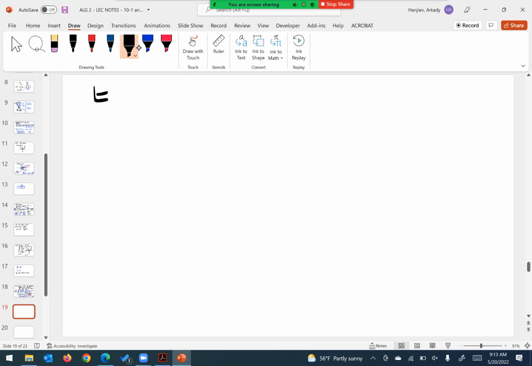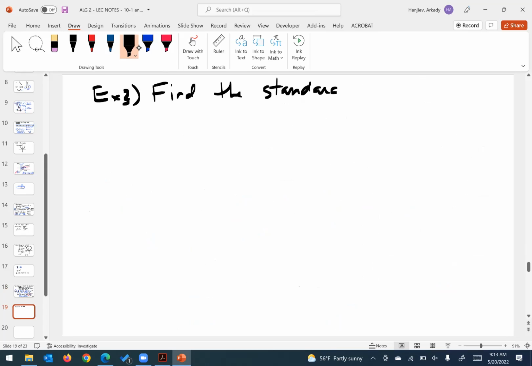Example 2 or example 3? Example 3. Okay, so I'm gonna find the standard form. Can I just do this here? What should the horizontal axis have been there? Let me write this up now, and then I'll help you out here. I'm gonna give you guys 2 minutes to get started here.